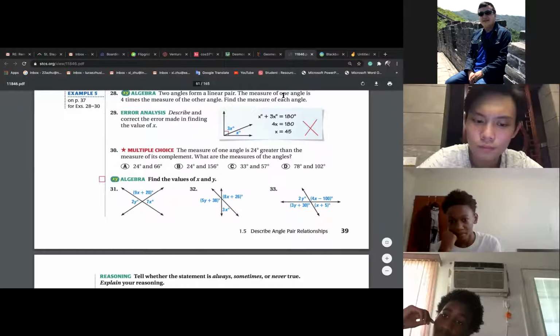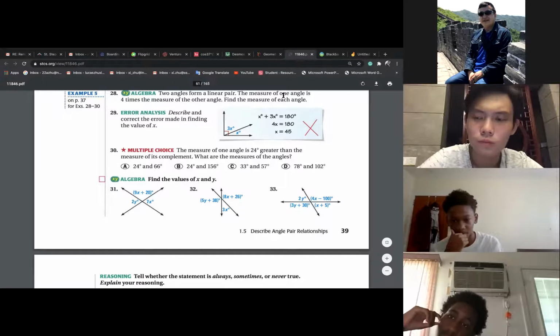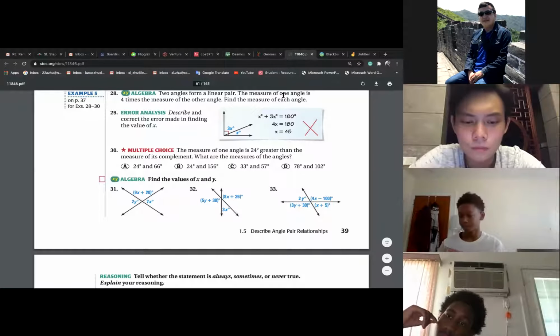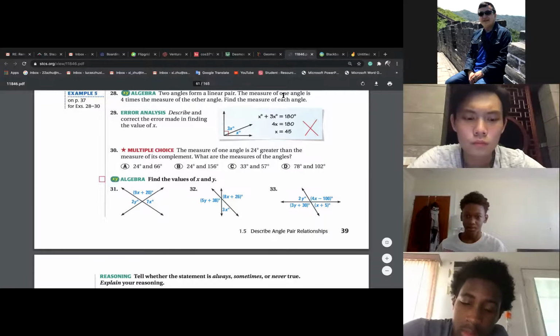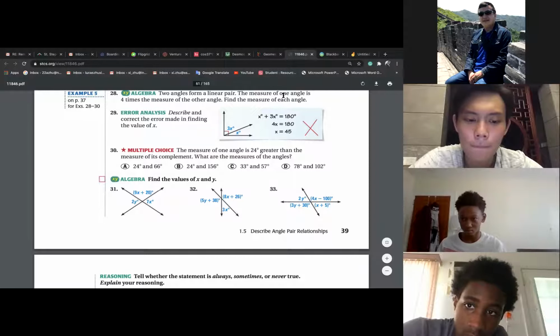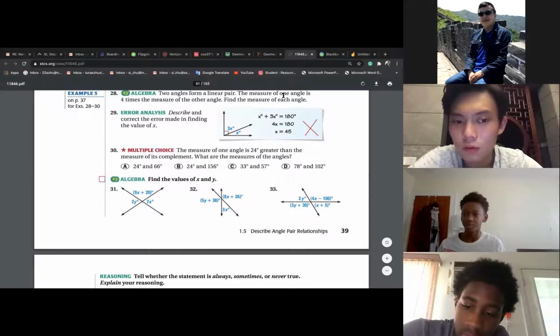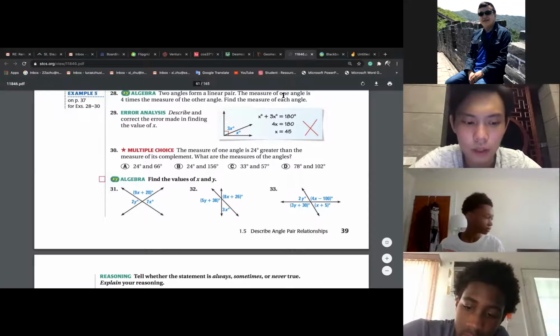You get it? You get the value for X and Y? What's the answer? X equals 14 and Y equals 20. Yes, that's correct.